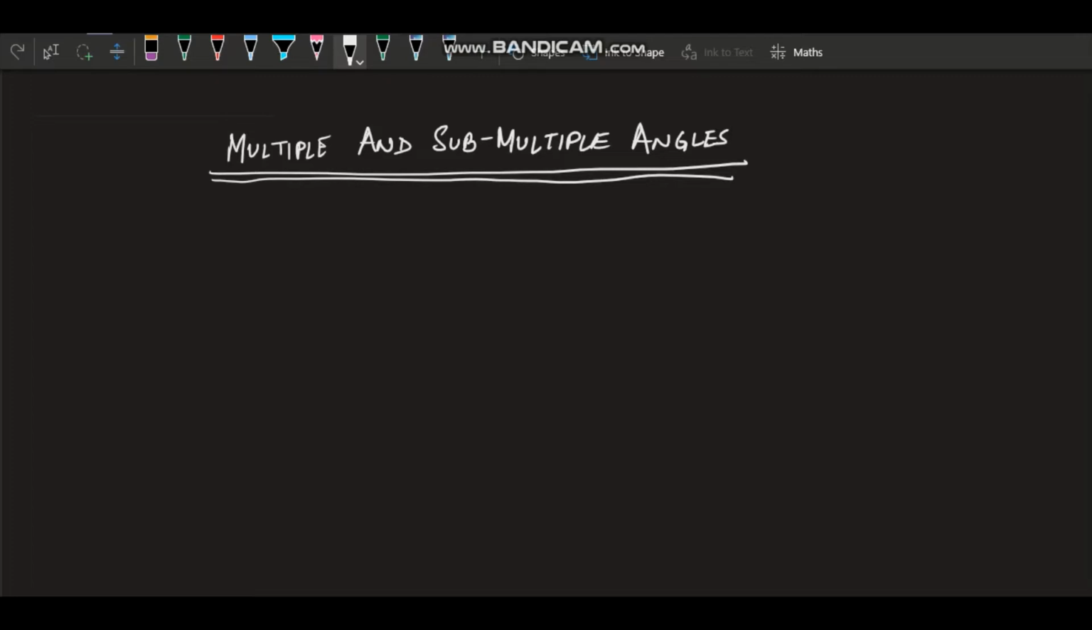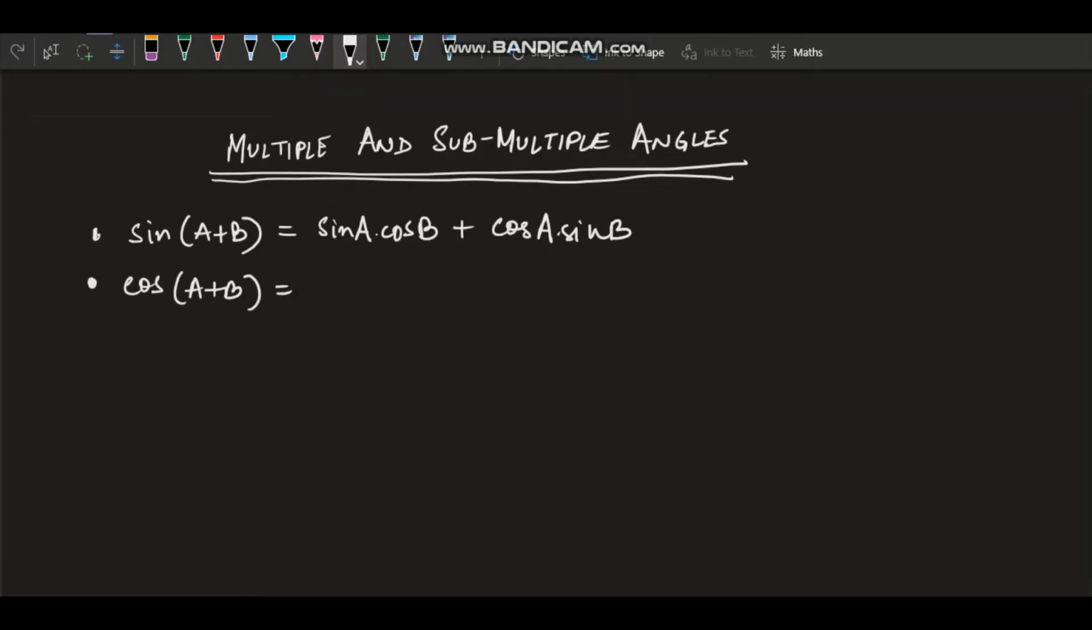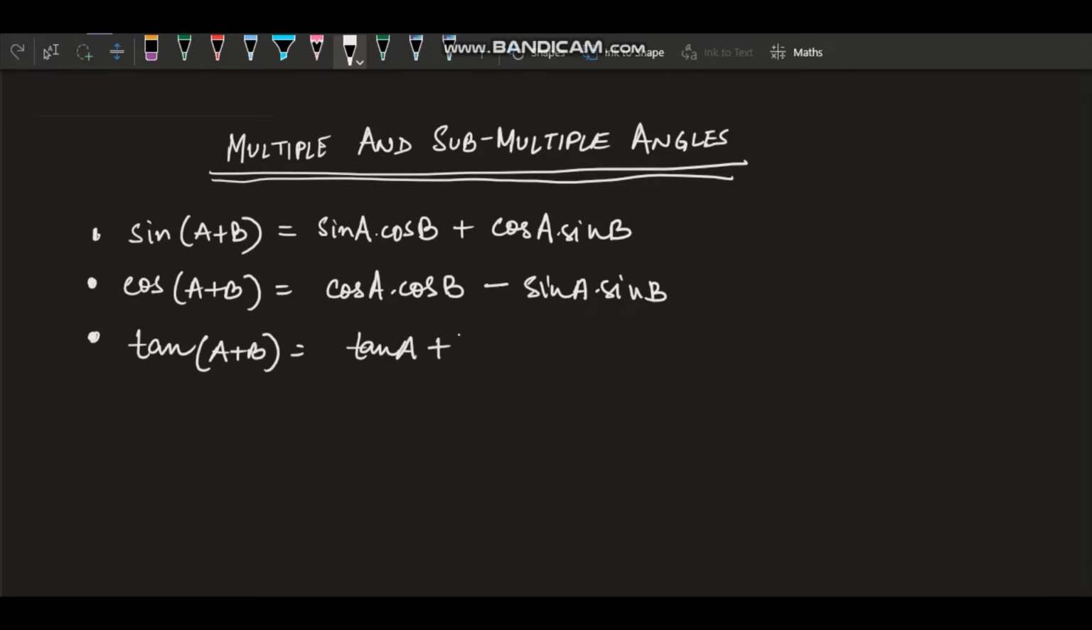Keep in mind all the formulas involved in multiple and submultiple angles are based on 3 common formulas for the sum of 2 angles. The first one is sine (A plus B), which is given by sine A cos B plus cos A sine B. The second one is cos (A plus B), which is given by cos A cos B minus sine A sine B. And the third one is tan (A plus B), which is given by (tan A plus tan B) by (1 minus tan A tan B). Let me denote the first one by 1, the second by 2 and the third one by 3.